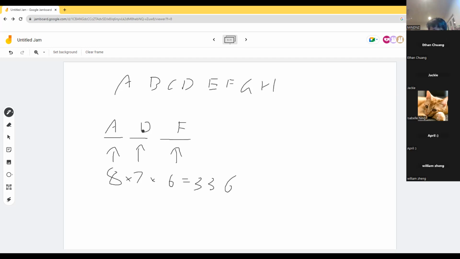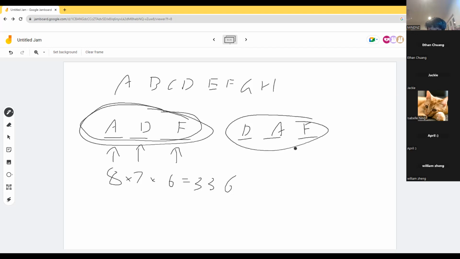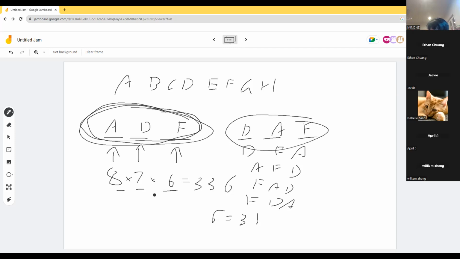However, this is incorrect because again, we're double counting. Because consider, right, in this example, we selected A, then D, then F, but consider if we selected D, then A, then F. Right, these two are the same 3 letters being selected. And the number of times we are double counting is the number of arrangements of this, right? So we got A, D, F, D, A, F, D, F, A, F, D, A, F, A, D, and F, D, A. So 6, which is 3 factorial. So it's 8 times 7 times 6 over 3 factorial, which is equal to 56.